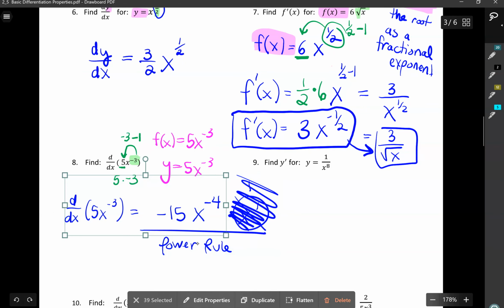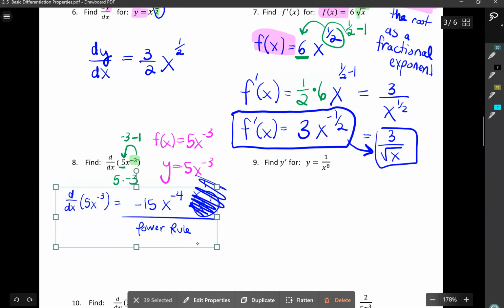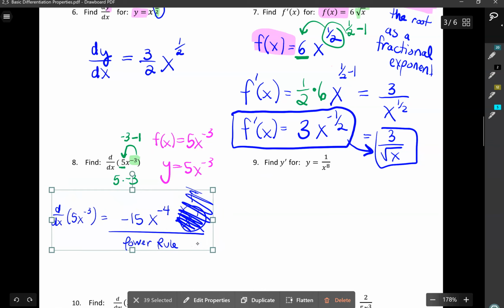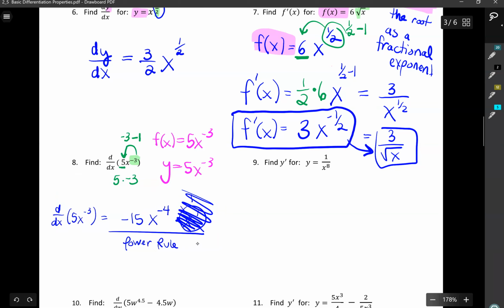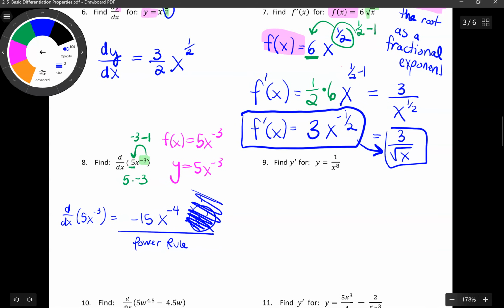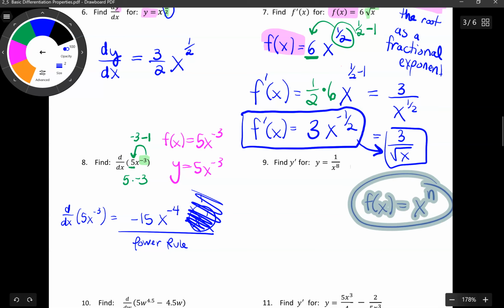Now, number 9 does not fit my power rule, even though I see an exponent in there, because that base is in the denominator. So it's not fitting my power rule. Remember, my generic power rule had to look like this. There's no fraction in this, but here I have a fraction. So we need to use algebra to rewrite the function.